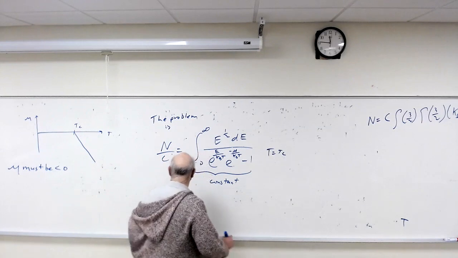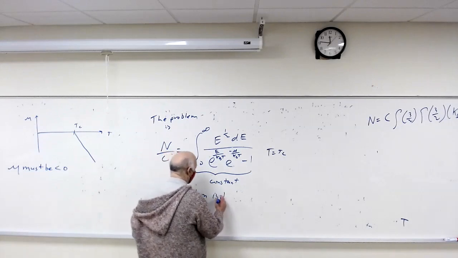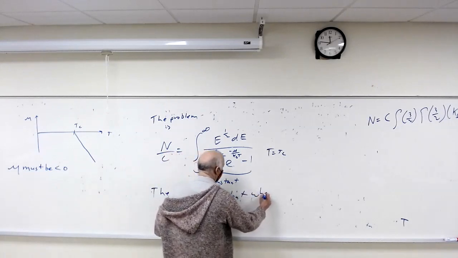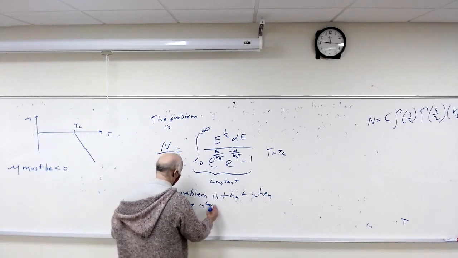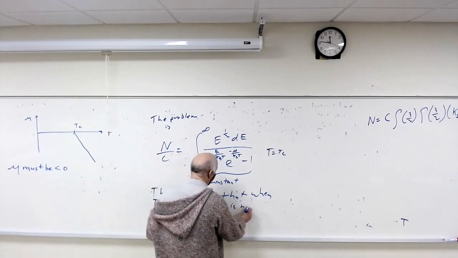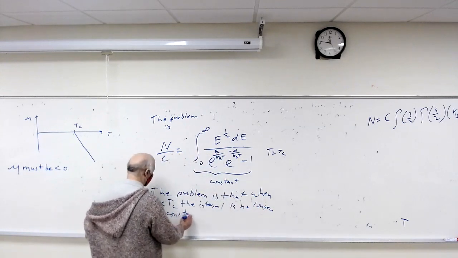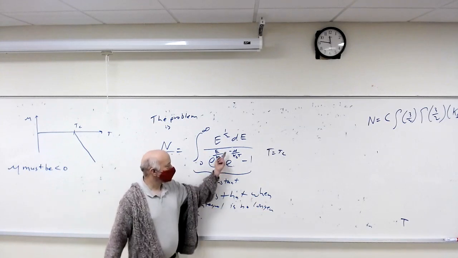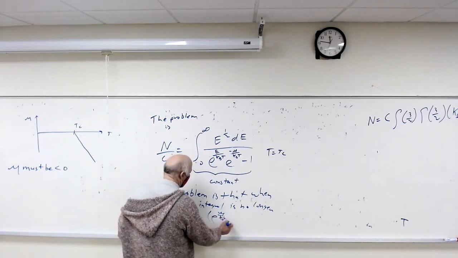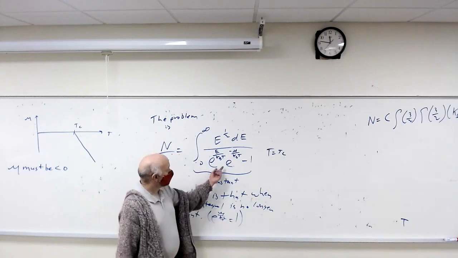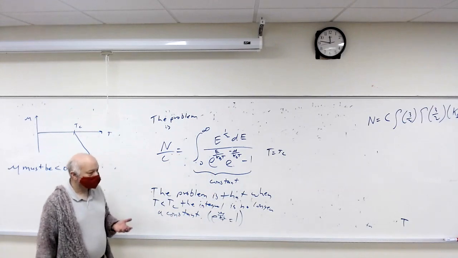Okay, so what the problem is that when T is less than TC, the integral is no longer constant. Because you don't have this term here, this term is not going to be 1. This is no longer here, so you just have this term here, and that's no longer a constant. And so there appears to be a problem.